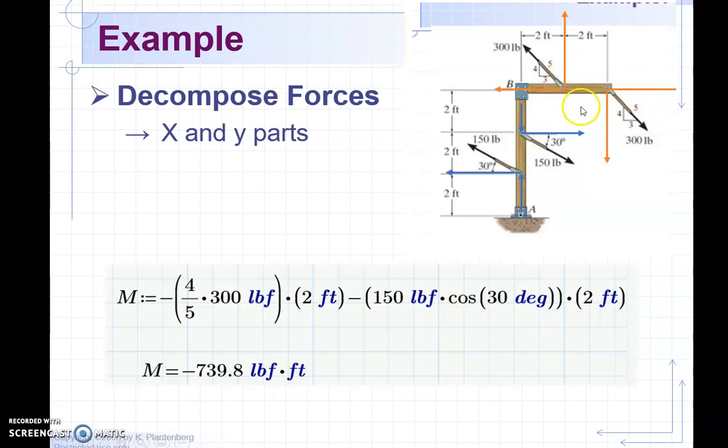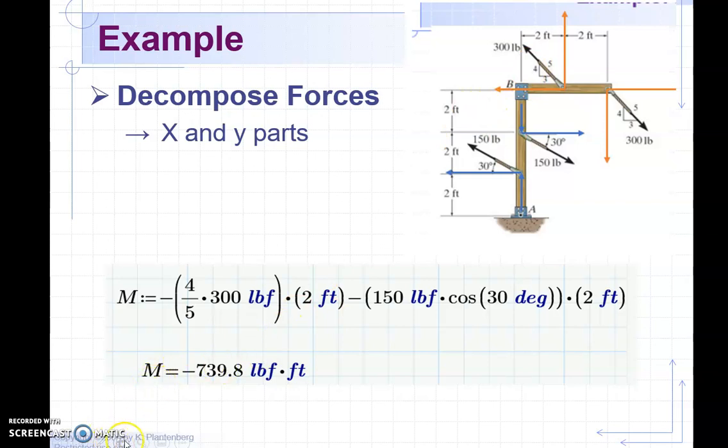Okay. So if you look at the 300 pound, the x parts are going to point along the line of action, and both of them are the same, so there's zero distance, so they don't cause a moment. In other words, they can't rotate about the point that you're trying to rotate around. And so the only part we have is the vertical part, which in this case would be 4/5 of 300. Perpendicular distance between those two lines is our 2 feet.